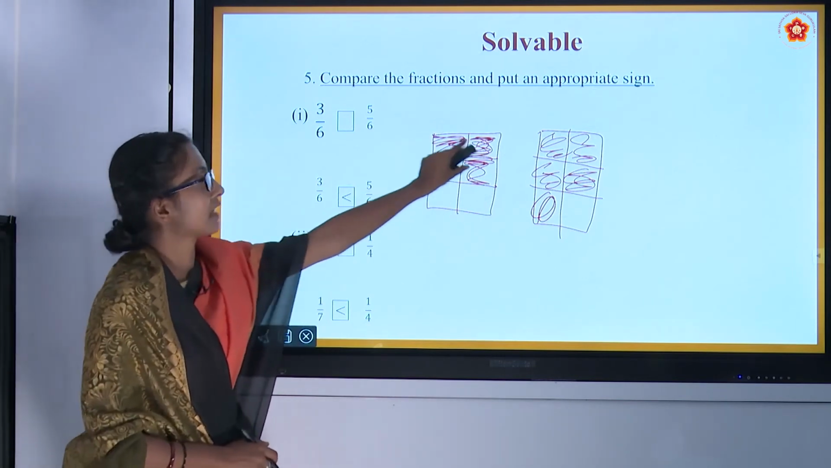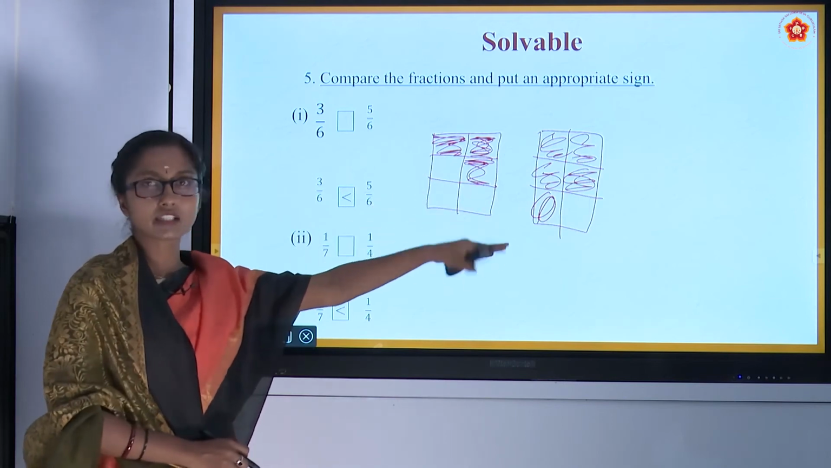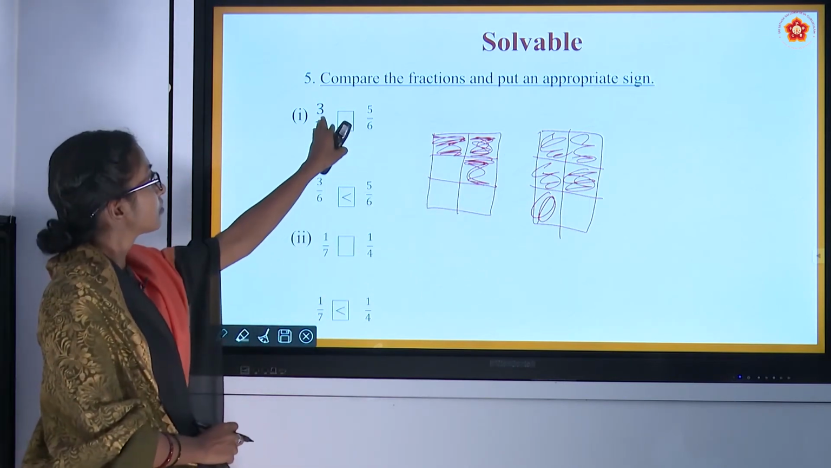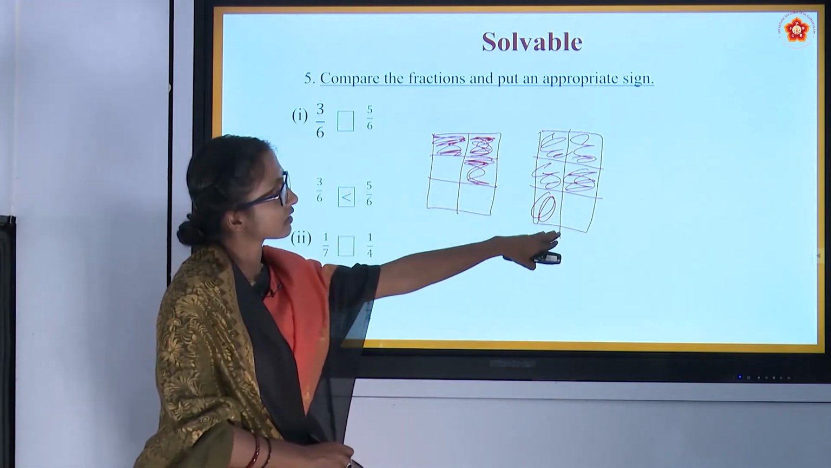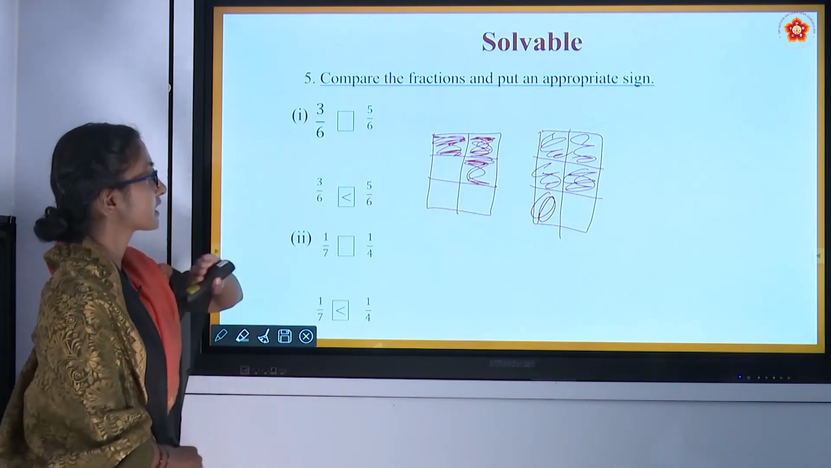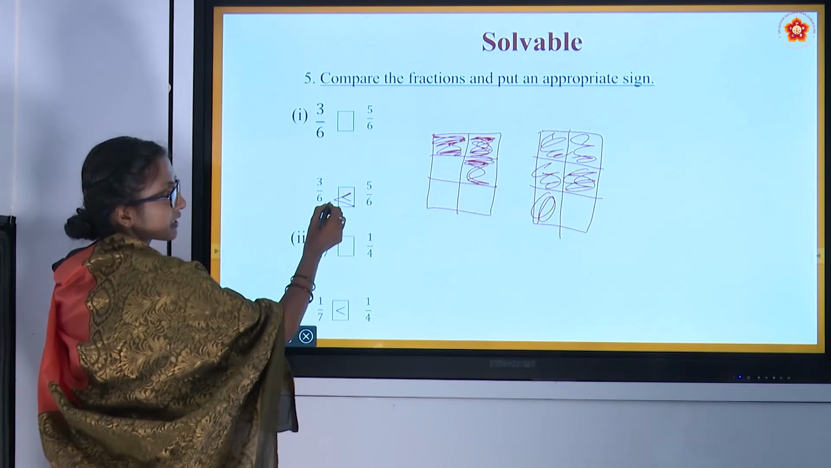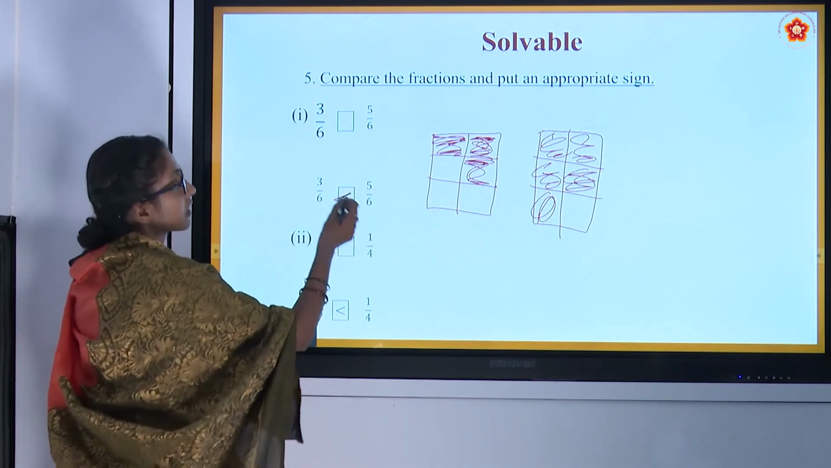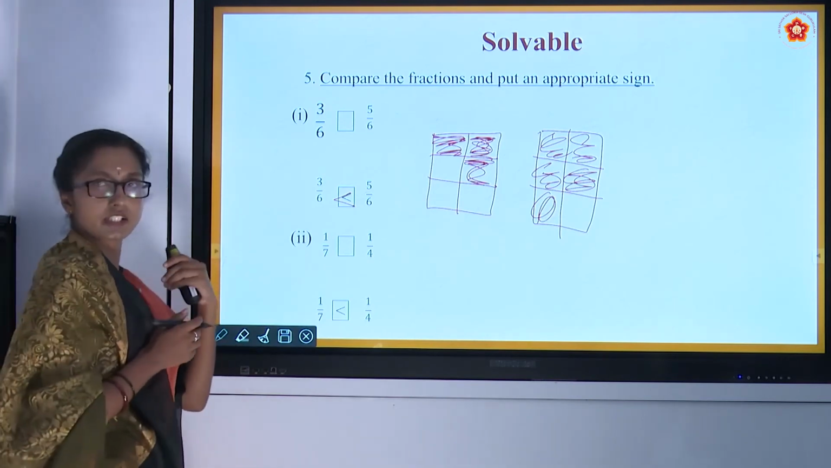Among these two, 5 by 6 is the greater one because 5 parts are shaded. For sure the parts are equal, right? Because 6 means it is equally divided into 6 parts. But in the first one only 3 parts are shaded, and in the second 5 parts are shaded. So 5 by 6 is bigger. 3 by 6 is smaller, 5 by 6 is bigger. So 5 by 6 is larger than 3 by 6.